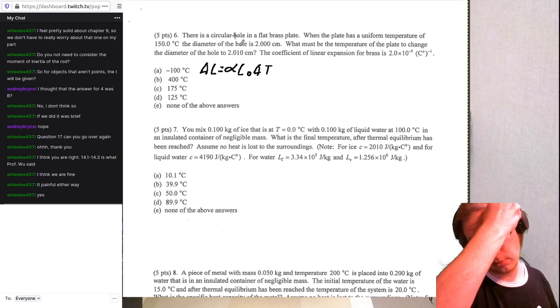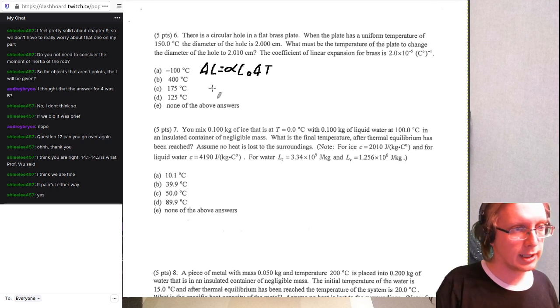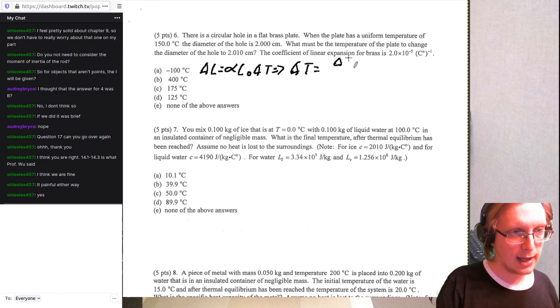Oh boy. Alrighty. Alright, so it goes, yeah, we're good. So we need, well, we're going to get the change in T. Delta T is equal to delta L over alpha L naught, and that's it.